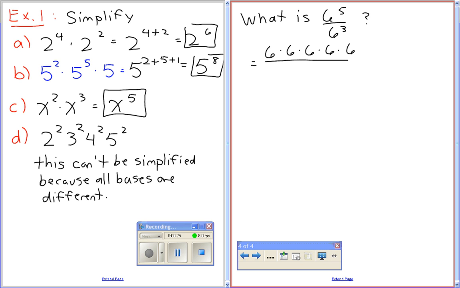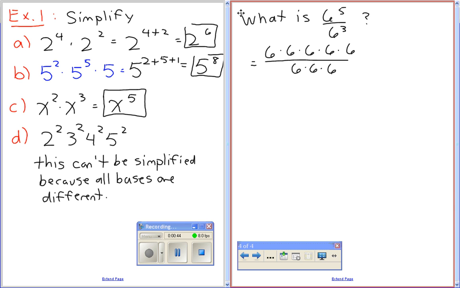Good. Michelle, what is 6 cubed the same as? Excellent. 6 times 6 times 6. All right, now here comes the magic part. When I divide something that is common, what just happens? Tori, what can I just do?